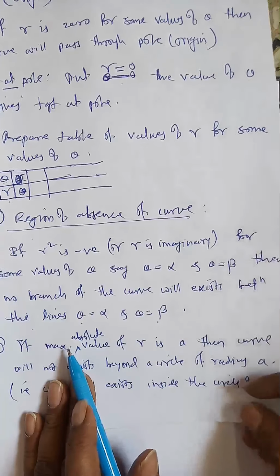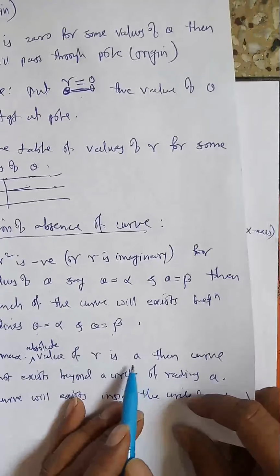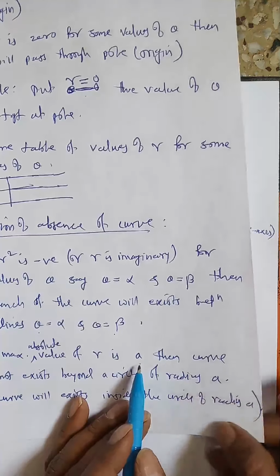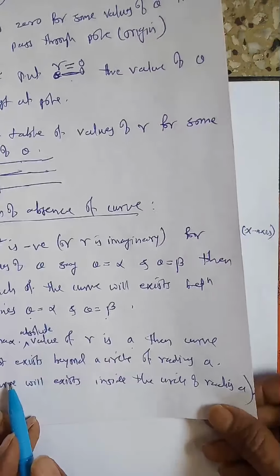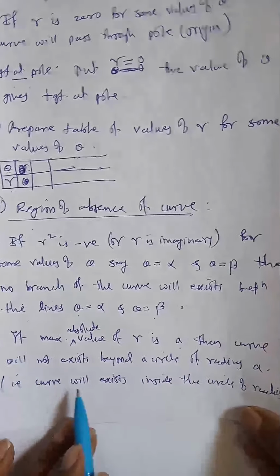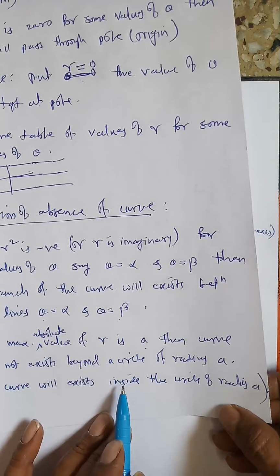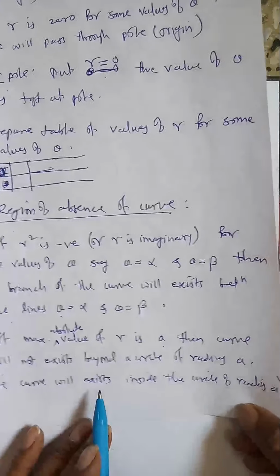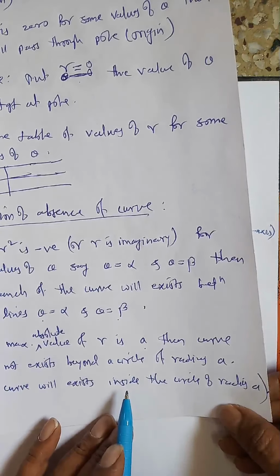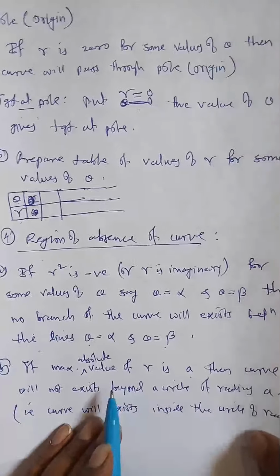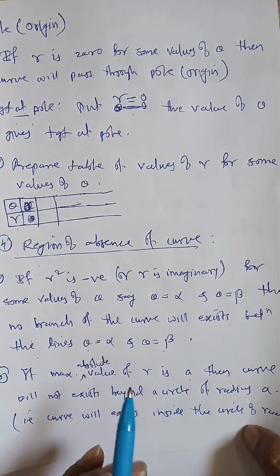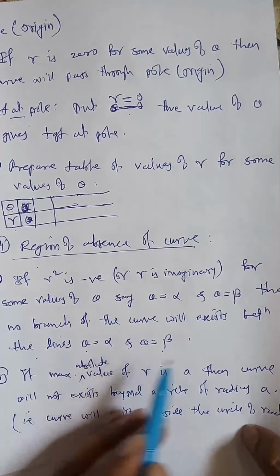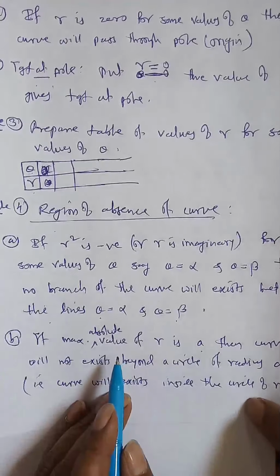Now second, say r equals f of theta. As I said, if your maximum value of r, suppose say a, is attained for some values of theta, then the curve will not exist beyond a circle of radius a, or the curve will exist inside the circle of radius a. It is quite obvious: if we get a maximum r, then all other values of r will be less than that. So your curve will be within the circle of radius a. That we'll see in examples. So these are the rules.